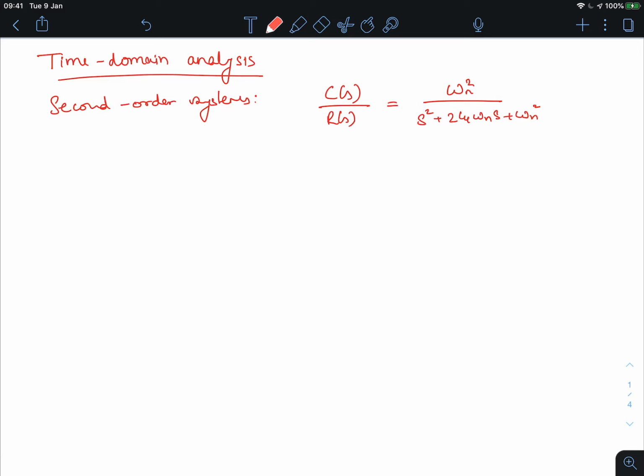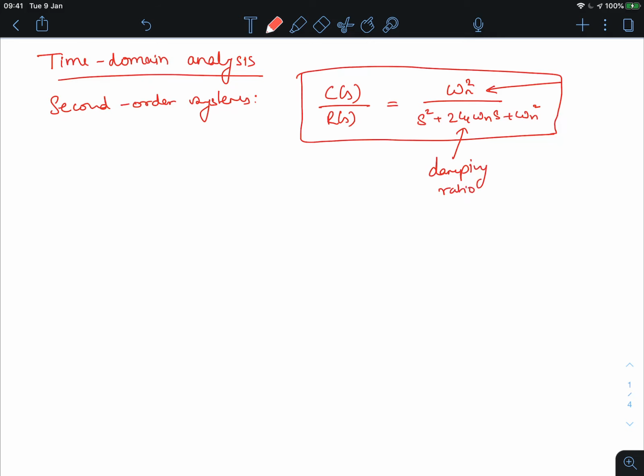So far, we have been discussing the time domain analysis. We moved on to the second order systems, where the transfer function of the second order system is the one we have been considering. While discussing the second order system, we introduced two important variables. One is omega n, which is the natural frequency, and another is xi, which we have defined as the damping ratio.